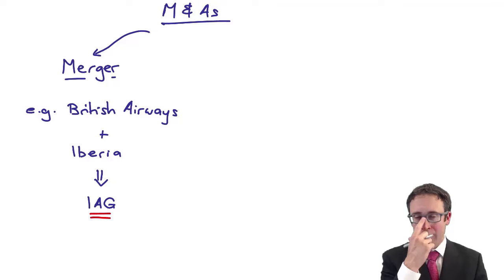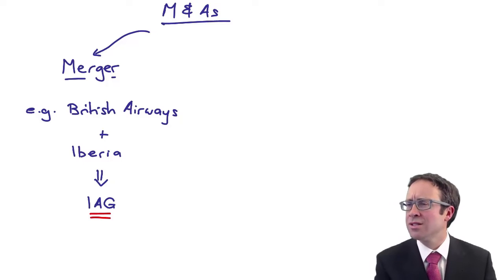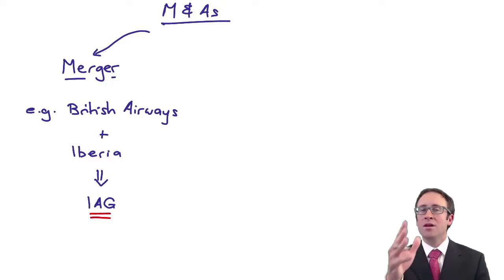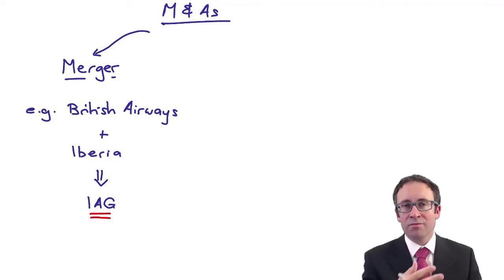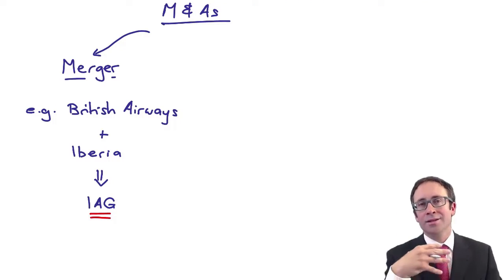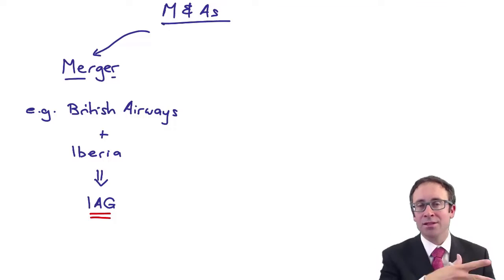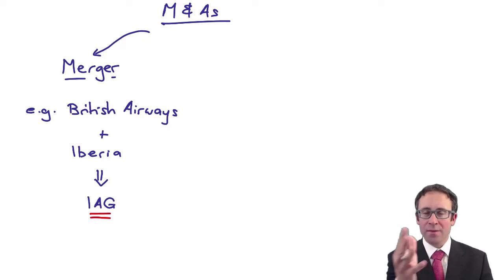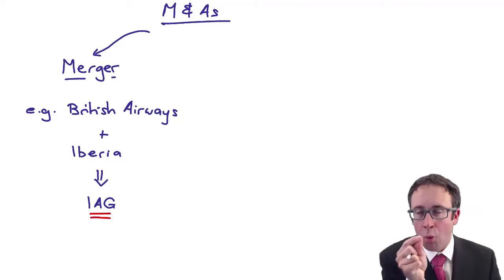International Airline Group, or I think their full title is International Consolidated Airline Group. You still see from a brand perspective British Airways planes and Iberia planes flying their routes, but they were two businesses that came together, merged, to create a new entity with new shares in IAG. So the key bit is that there were two companies and now there's one.